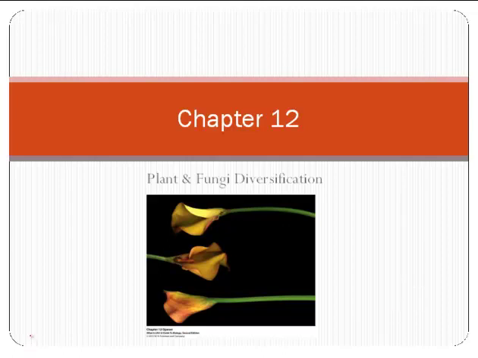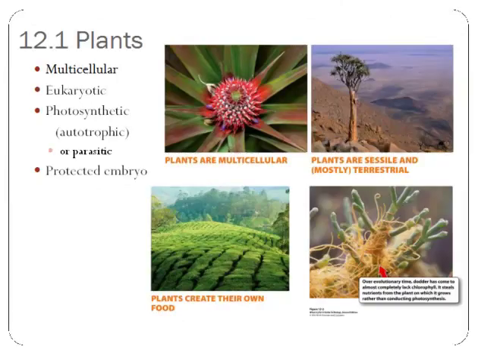In Chapter 12, we'll look at plants and fungus and how they changed throughout evolutionary time. We'll start with plants, and so we need a basic working definition of what is a plant. Plants are all multicellular. Plants are all also eukaryotic, so they have a nucleus and other membrane-bound structures internally. Plants are photosynthetic, so they use light to produce energy. They're a type of autotroph. Or some plants are parasitic, so they rely on others to get their food source. Also, a defining characteristic of plants is that they have a protected embryo.